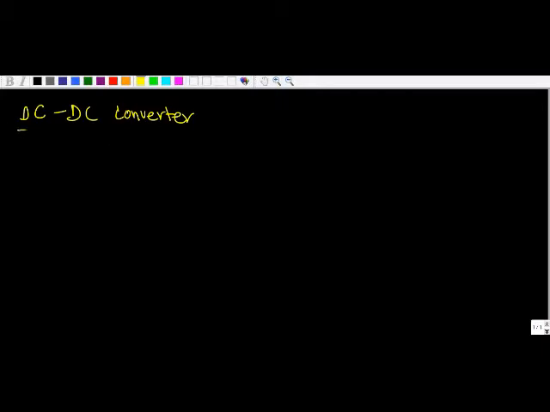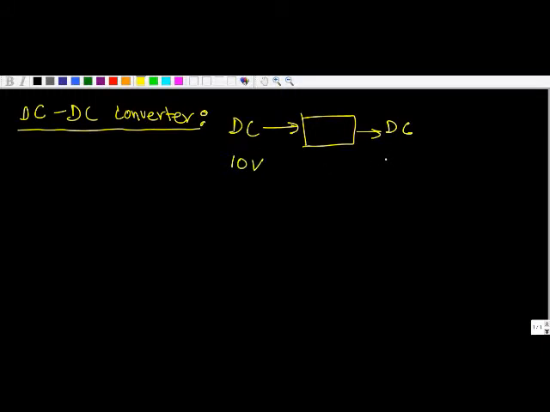So what is a DC to DC converter? As the name suggests, it takes a DC input and it produces a DC output. For example, you can feed it a 10-volt DC input and you can get a 15-volt DC output from it. Then it is a boost converter because it boosts the input voltage.